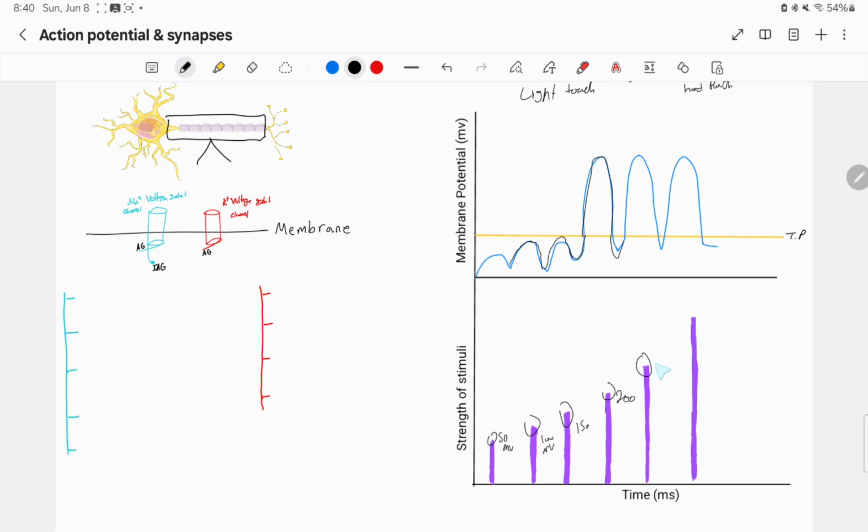But notice something else. Let's say I up the strength of my stimulus to 400. What do you notice?